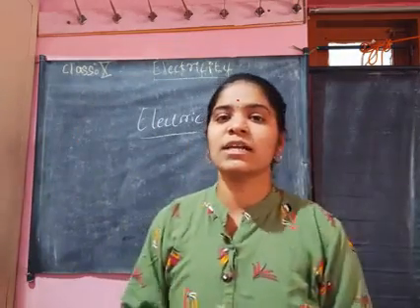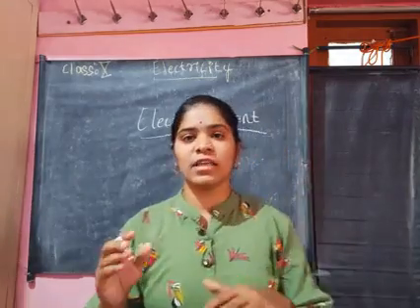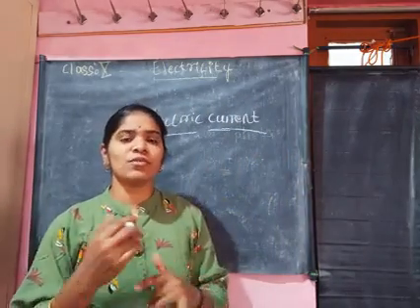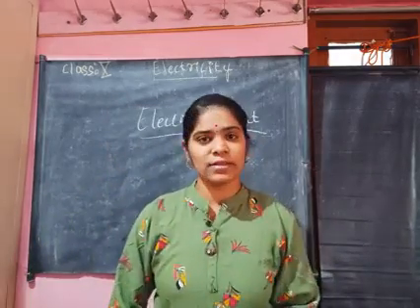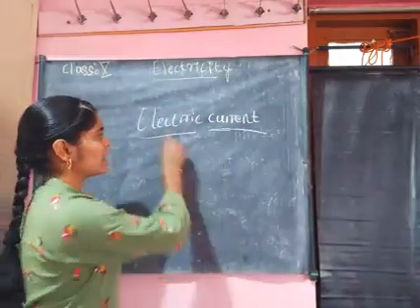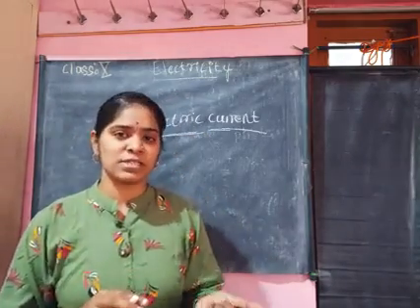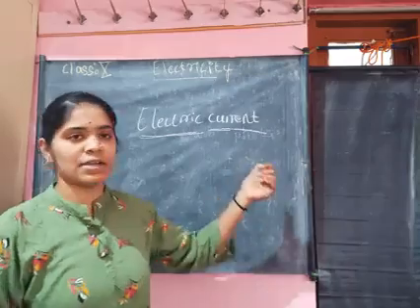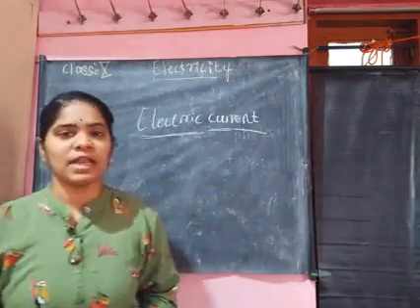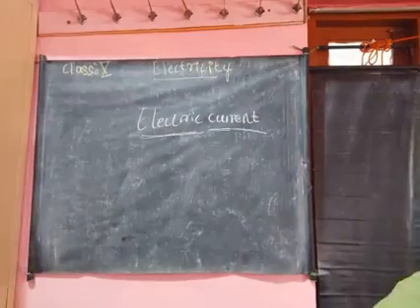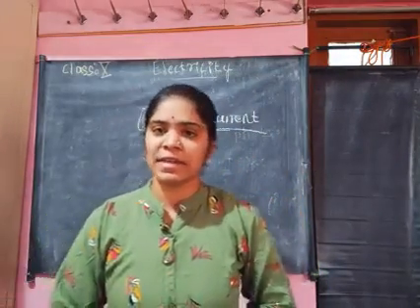So what is this electric current? For example, when there is water flowing, if we want water, there must be a flow of water from one place to another place. Similarly, in electric current, the flow of charges takes place. That will form the electric current. It means the flowing of charges will produce the electric current.